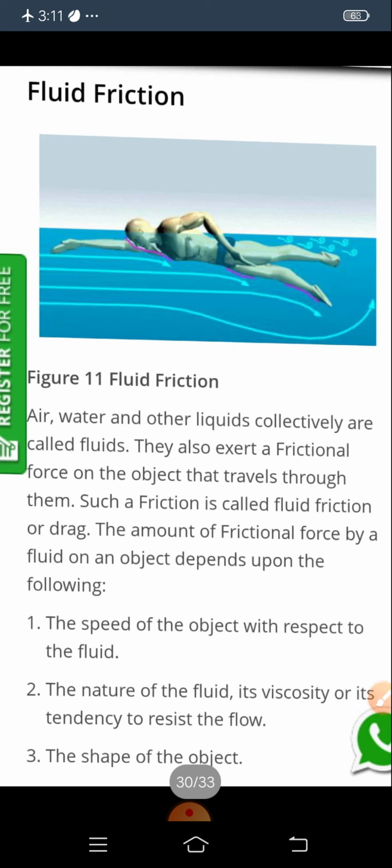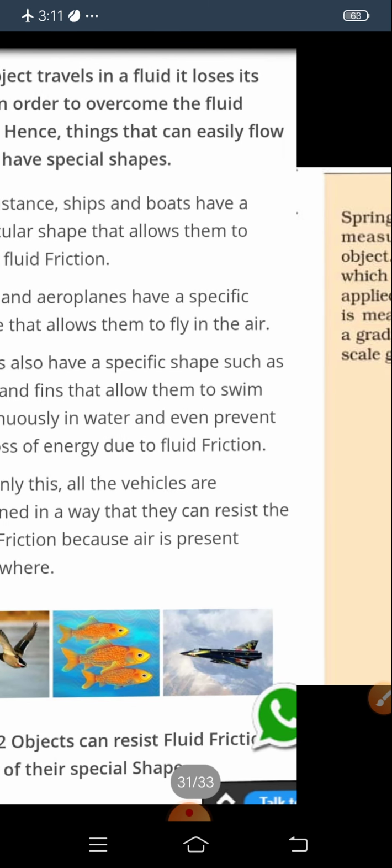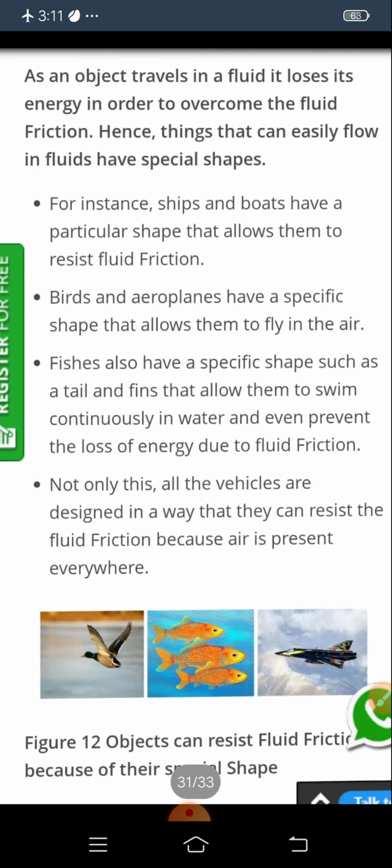Next one, the shape of the object. The fluid friction depends upon the shape of the object and also the nature of the fluid and also the speed of the object. See, for example, as an object travels in a fluid, it loses its energy in order to overcome the fluid friction, hence things that can easily flow in fluid have special shapes. As an object travels in a fluid, as you know what is the meaning of fluid, in the air, water, liquid contents, so it loses its energy.